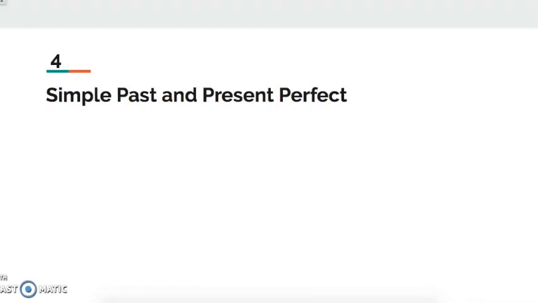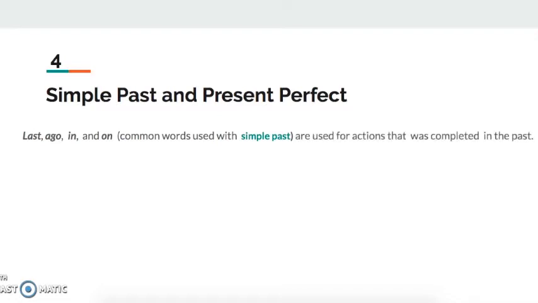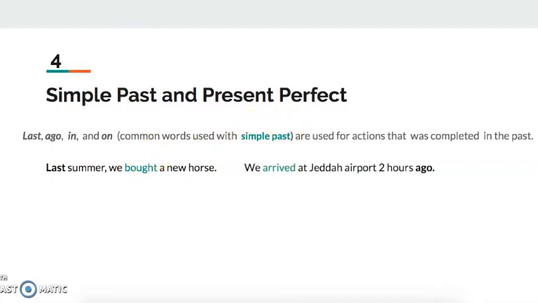Okay, now it's time to look at some words that go with the simple past and the present perfect. Last, ago, in, and on. These are common words that are used with simple past, and they're used for actions that were completed in the past. So, looking at an example: last summer we bought a new horse. As you can see, we're using last here with the simple past. Let's have a look at another one. We arrived at Jeddah airport 2 hours ago. So the simple past arrived is being used with ago to describe an action that was completed in the past.